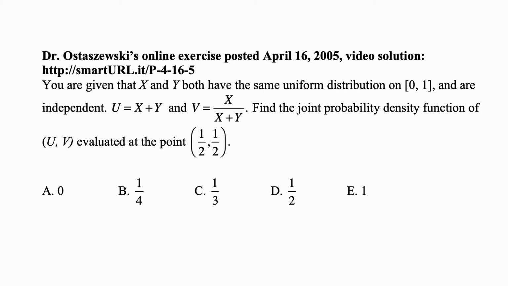Here's a problem for today for exam P on probability. You are given that x and y both have the same uniform distribution on the interval 0, 1 and are independent. U is equal to x plus y and v is equal to x over x plus y. Find the joint probability density function of uv evaluated at the point 1/2, 1/2.